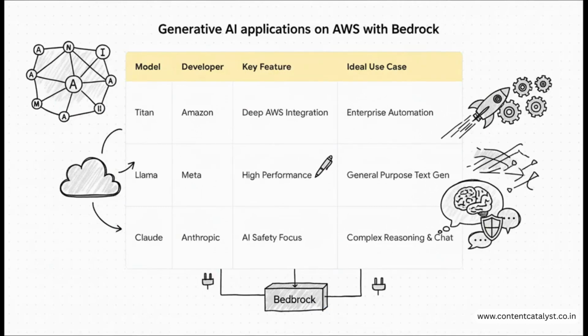So, okay, how do you actually pick the right one? Well, it kind of depends on what you're doing. If you're already deep inside the AWS world and you're focused on, say, enterprise automation, Titan is probably your go-to. If you just need a high-performance workhorse for general text generation, Llama is a fantastic choice. And if you're building something like a chatbot that needs to handle really complex questions and has to be super safe, then Anthropic's Claude is one of the best out there.